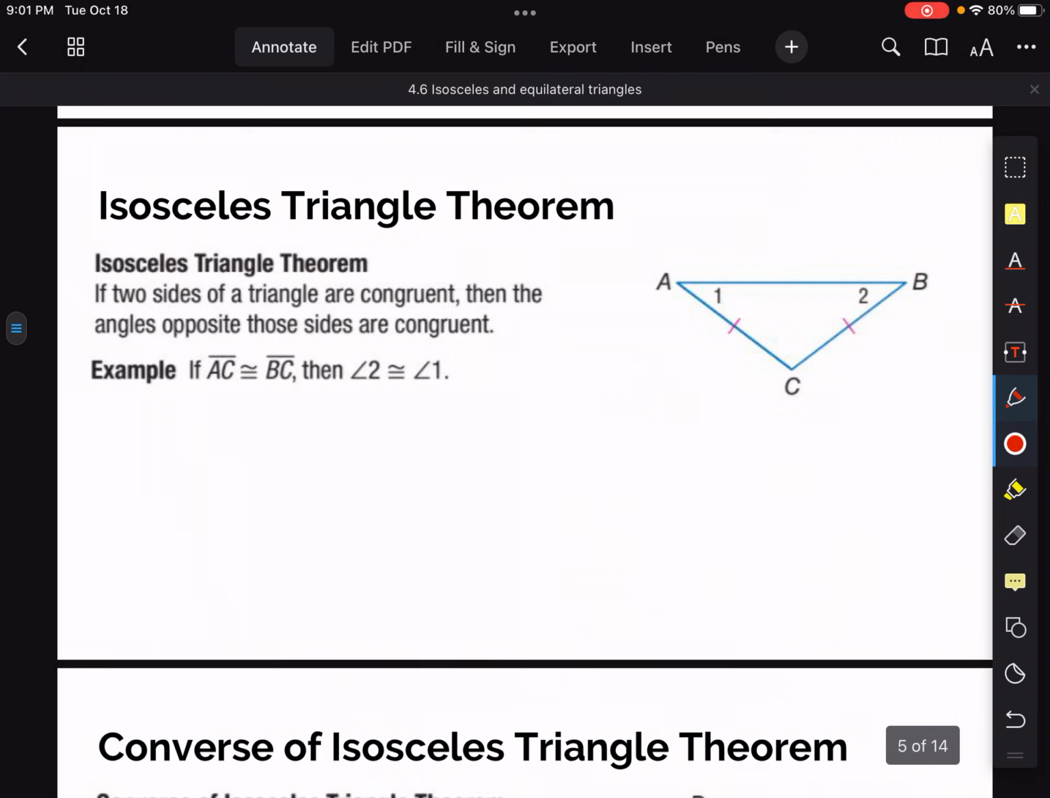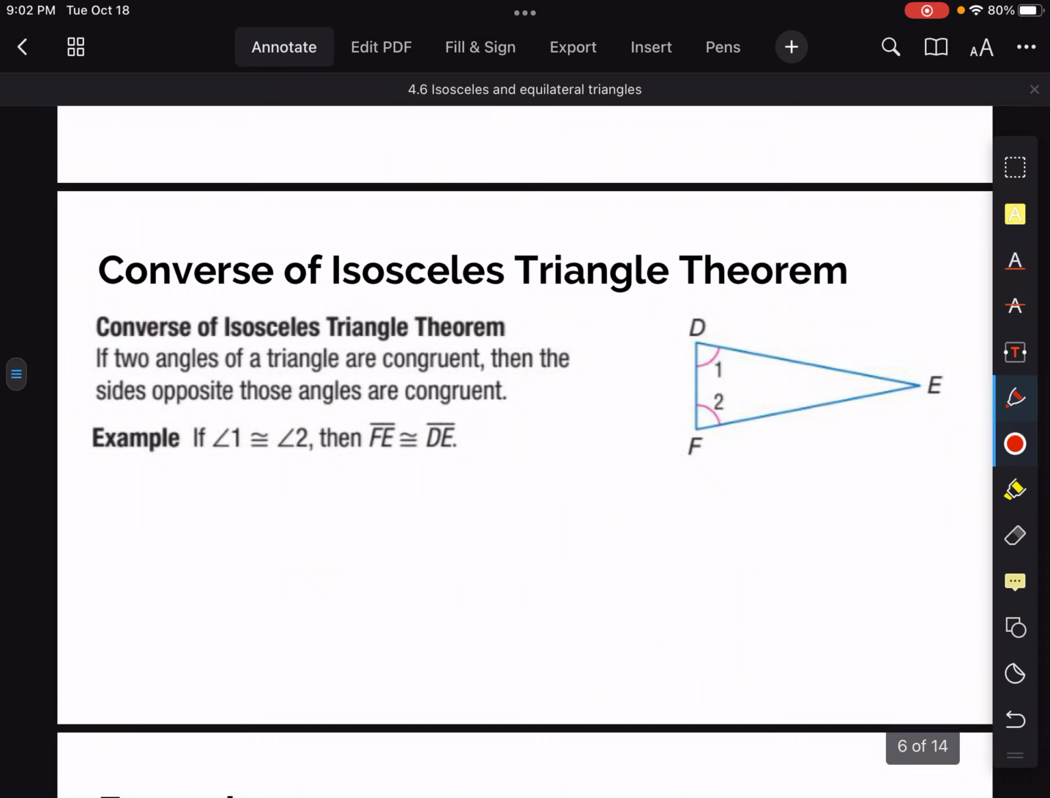So the isosceles triangle theorem, this is one of the big takeaways for today, states that if two sides of a triangle are congruent, then the angles opposite of those sides must be congruent. In this case, if my legs were AC and BC and they were congruent, then the opposite angles from those side lengths are also congruent. So angle 1 is congruent to angle 2. Again, this is only true if this is an isosceles triangle where those two sides are congruent.